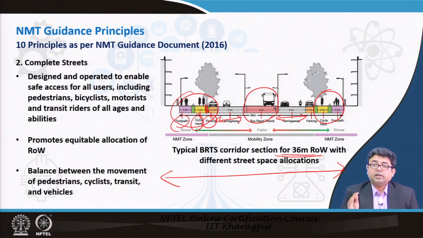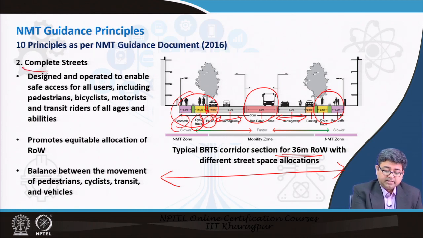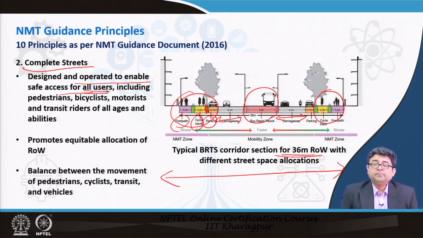Even when you are designing the arterial in your urban area, you should keep in mind that you should design it for all modes. That is what is called complete streets, designed and operated to enable safe access of all users. You can no longer provide or develop urban streets, urban arterials, or even local streets without keeping in mind the NMT users. You have to keep them in mind.